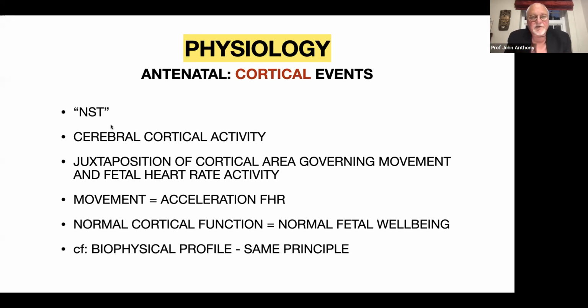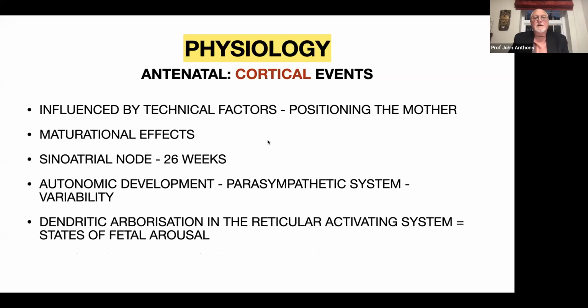So the thrust of this is that in the antenatal period, we're looking for a cortically mediated acceleration of the fetal heart rate as a manifestation of normal fetal cerebral cortical function and normal fetal well-being. And in this regard, it also has correlates with what we do when we do a biophysical profile, where we're looking for other cortically mediated responses in the fetus to ascertain whether or not the fetus has a normally oxygenated and a normally functional cerebral cortex. Now, when we do these tracings, they are influenced by several factors that need to be technically correctly done.